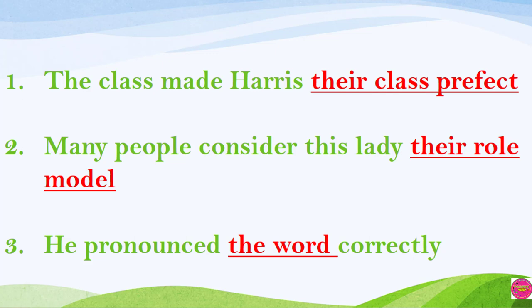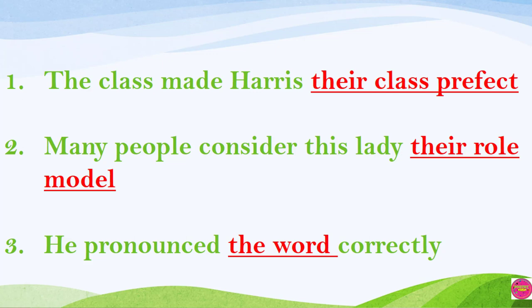Example 2. Many people consider this lady their role model. Their role model is underlined. This is a noun phrase. What is its function? It is the object complement. Why do we say so? Many people consider this lady their role model. Who is considered as a role model? This lady. Therefore, this is an object complement because this lady is an object and their role model says something about the lady.